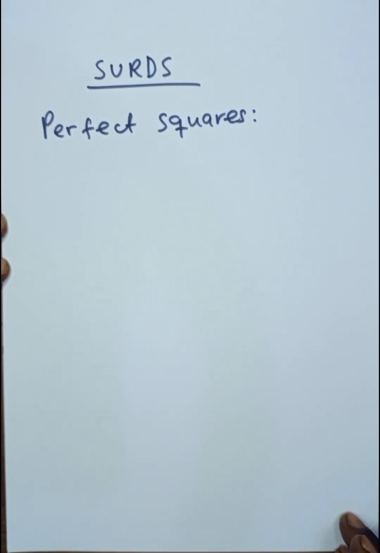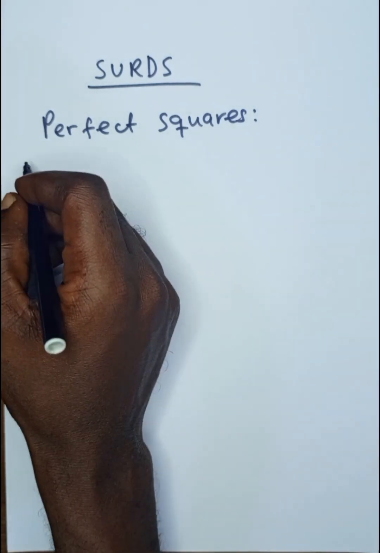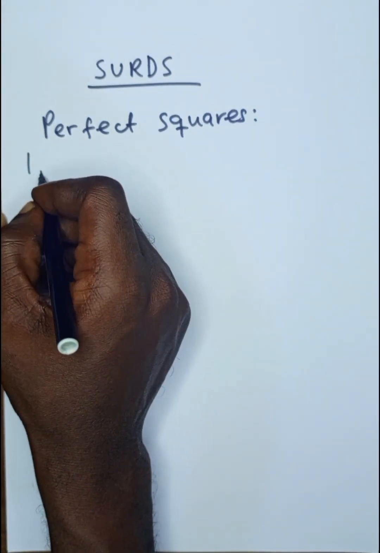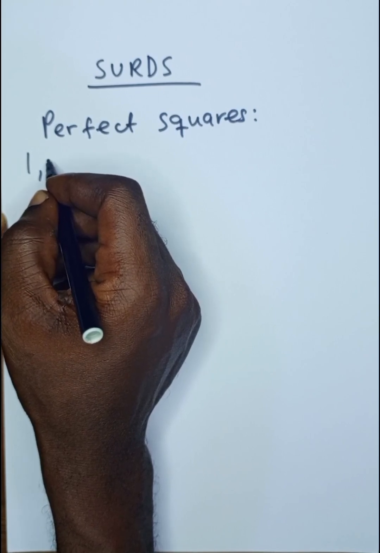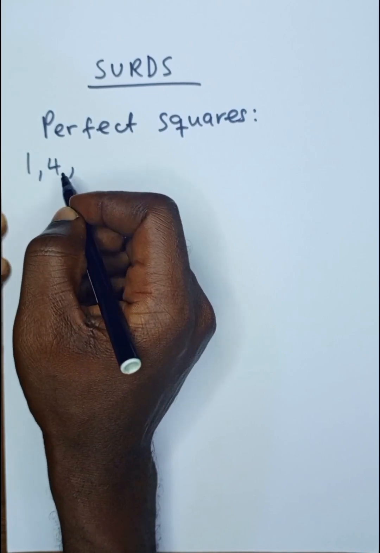Before we talk about SURD, let's talk about perfect squares. So what is a perfect square? Whenever you multiply any number by itself, the result is a perfect square. So when you multiply 1 by itself, the result is 1. So 1 is a perfect square. When you multiply 2 by itself, the result is 4. So it means that 4 is a perfect square.